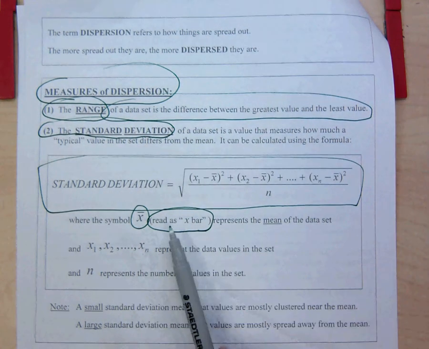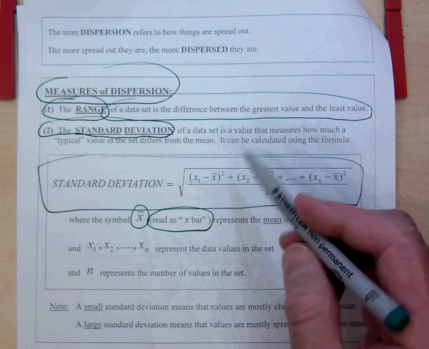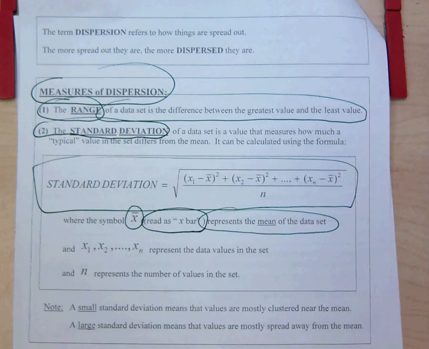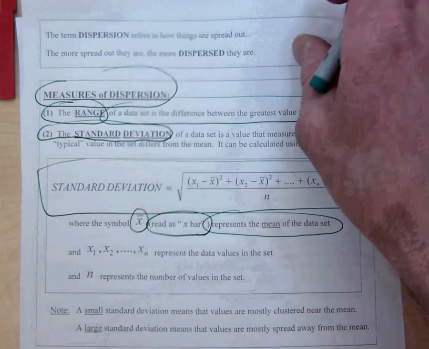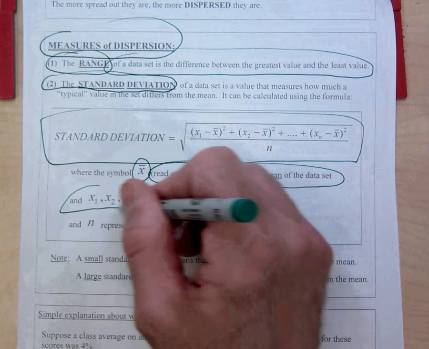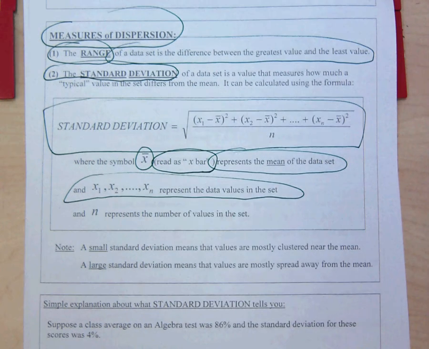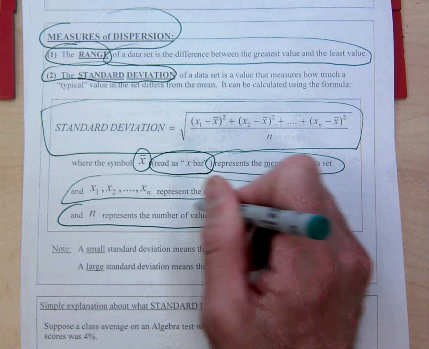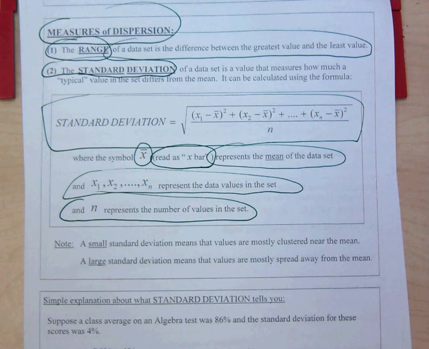That, which we call x bar, is simply the mean. We all know how to find that; we just did one a minute ago. What are the x1, x2, and so on? Those are each data value. So x1 is the first data value, x2 is the second data value, and so on. And then what's n? n is the number of values in the set. So we'll do an example of finding that in a minute, but before I do that, you need to know some more things about the standard deviation.